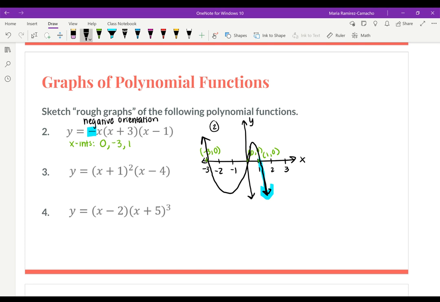For number 3, we've got y equals x plus 1 squared times x minus 4. Again, using the zero product property, we can find our x-intercepts, aka our roots. Those are going to be at negative 1 and positive 4. Negative 1 is a double root because x plus 1 is squared. So we have to be conscious of the fact that at negative 1 on the x-axis, we're going to have to bounce off.